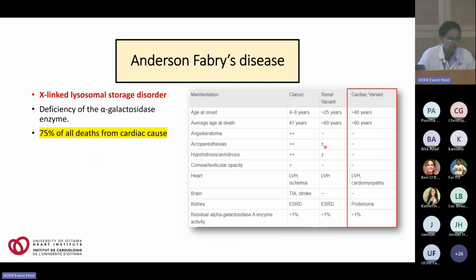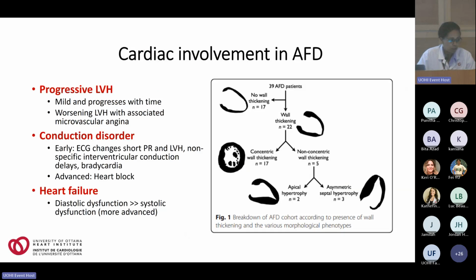So there's a classic presentation during childhood and/or adolescence where we have multi-system involvement, making the clues for diagnosis easier. But there's a cardiac variant which may occur later in age with other organ involvement, and those are the ones we should be more careful not to miss. And most of them can be female, heterozygous females.